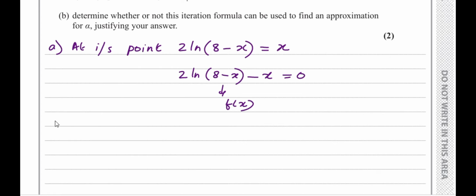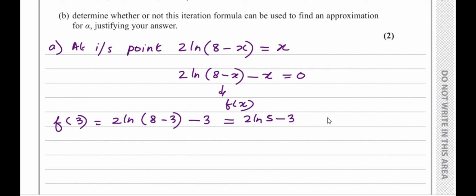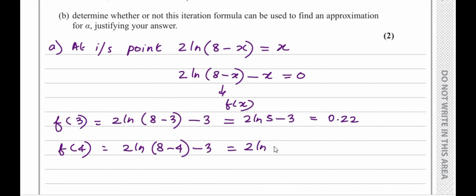Okay, so you can write f of 3 is equal to 2 ln 8 minus 3 minus 3, which is 2 ln 5 minus 3. Putting that into the calculator, I get 0.22. Now let's write f of 4. That is equal to 2 ln 8 minus 4 minus 4, that is equal to 2 ln 4 minus 4.